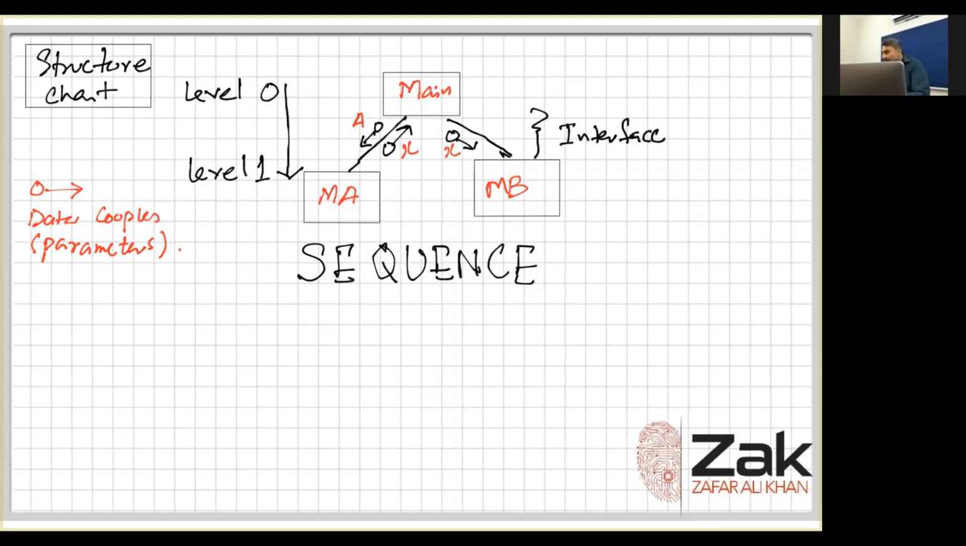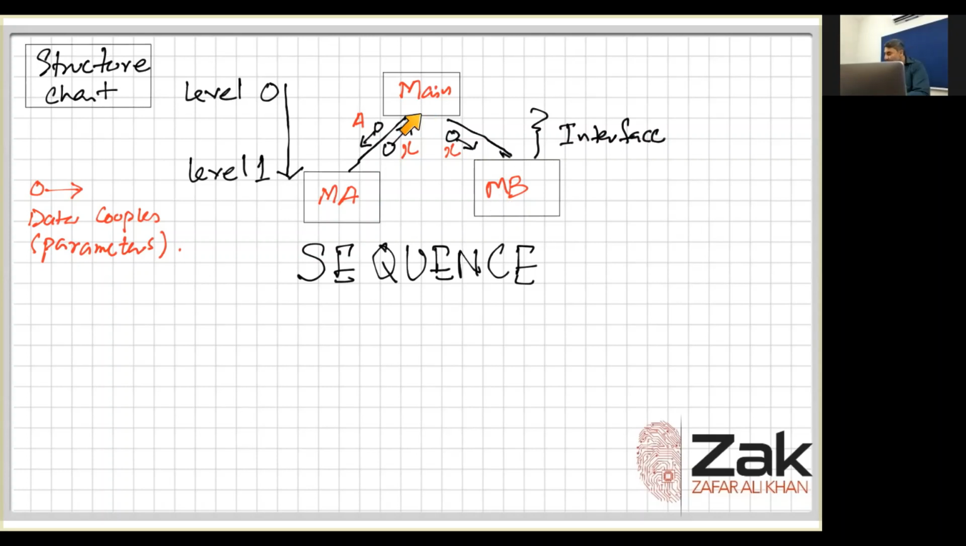Structure charts are like a top-down approach or decomposition, but they have one more thing added to them, and that is the interface. When one module, let's say the main module, calls a submodule, module A, and passes some data to it, and then module A returns X, and then that X is transferred by the main module to module B. This is called interface.